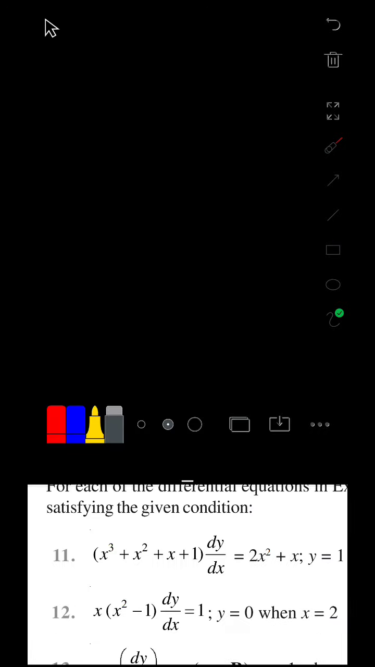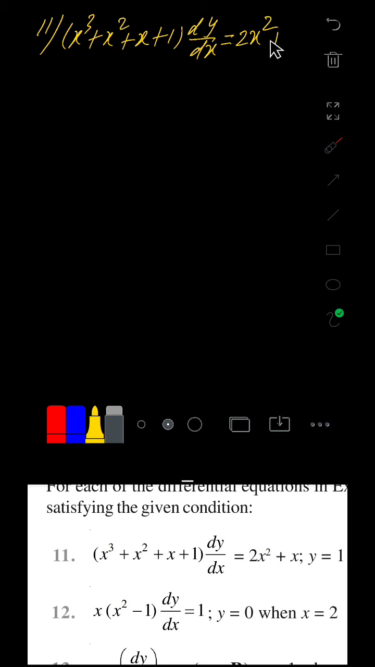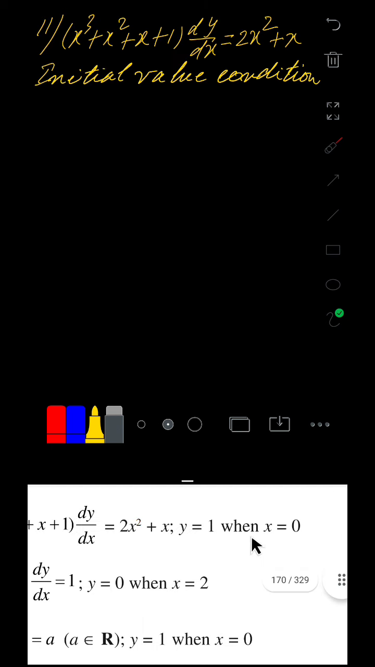Let's start solution number 11. x cube plus x square plus x plus 1 dy upon dx is equal to 2x square plus x. And given initial value condition, y is equal to 1 when x is equal to 0.